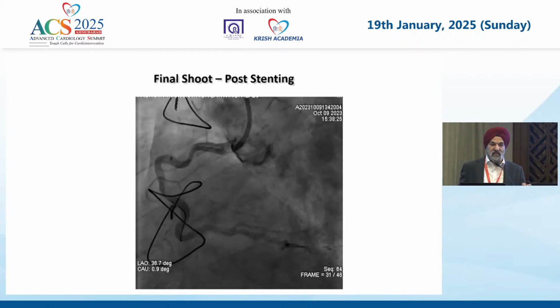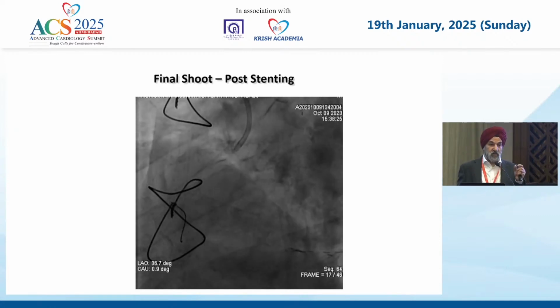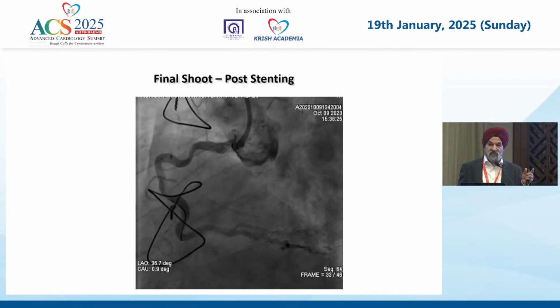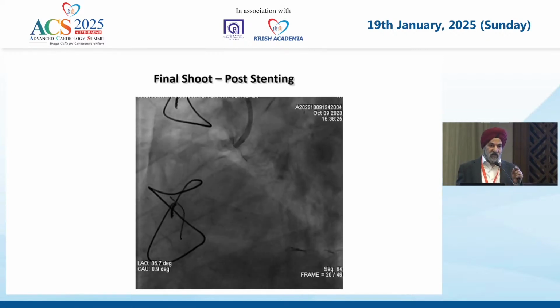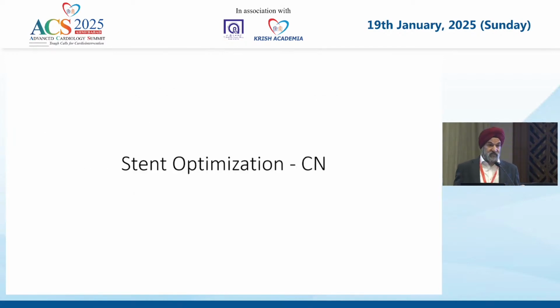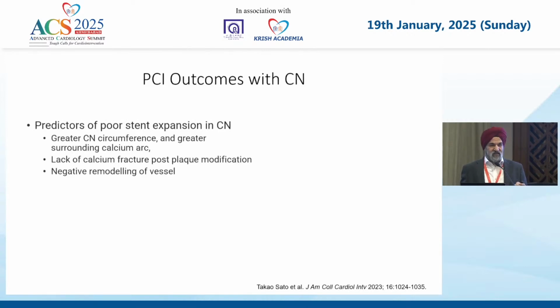Whenever you're dealing with calcium, you should use stents with good radial strength, and probably the best stent suited for a calcific milieu is Megatron because it has the highest radial strength. Stent optimization in calcific nodule is equally important. And what have we seen over this? There are certain predictors of calcific nodules which tell you that your stent is not going to expand very well.